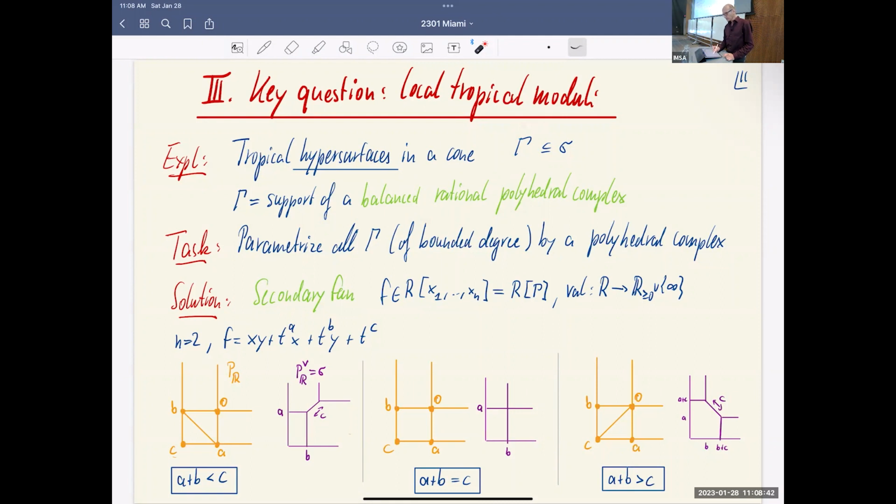And then there's a task to parameterize all the Gamma that appear by a polyhedral complex. For hypersurfaces, I think everybody in this room knows how to do this. You do this by the secondary polytope, or the secondary fan. You wiggle your coefficients, and you get all the variations, neatly arranged into cone-like structures. So let's do this for a very simple example. Let's take this hypersurface xy plus t^a x plus t^b y plus t^c, depending on what the powers a, b, c are.